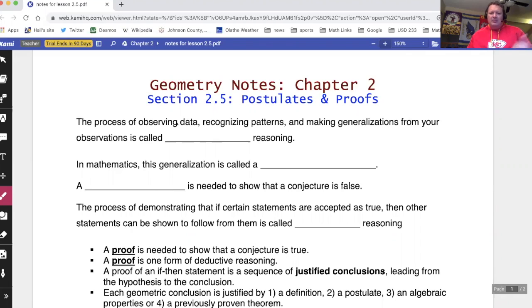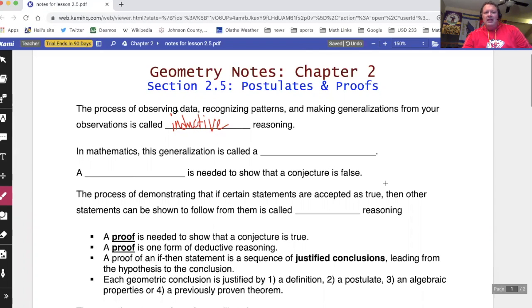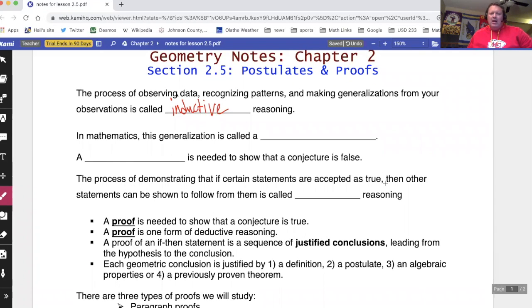So let's start with some terminology, and actually all this terminology up top is review. The process of observing data, recognizing patterns, and making generalizations from your observations is called inductive reasoning. And again, we studied that earlier in the chapter. That's when you use patterns in mathematics, and when you make a generalization, it's called a conjecture.